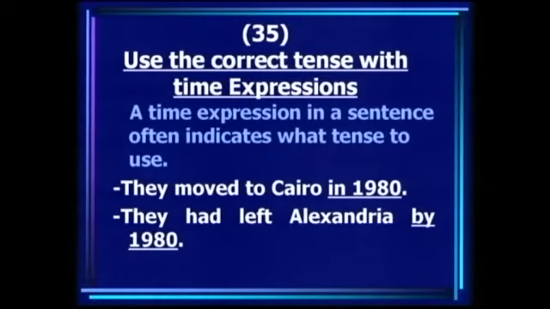They had left Alexandria by 1980. By 1980 يعني ايه؟ على سنة يعني by the time it was 1980 يعني قبلها كانوا هما سابوا اسكندرية. يبقى ايه؟ حاجة حصلت قبل 1980 ما تيجي. يبقى by 1980 معناها ان حاجة حصلت قبل كده، يبقى استعمل ال past perfect tense. They had left Alexandria by 1980.